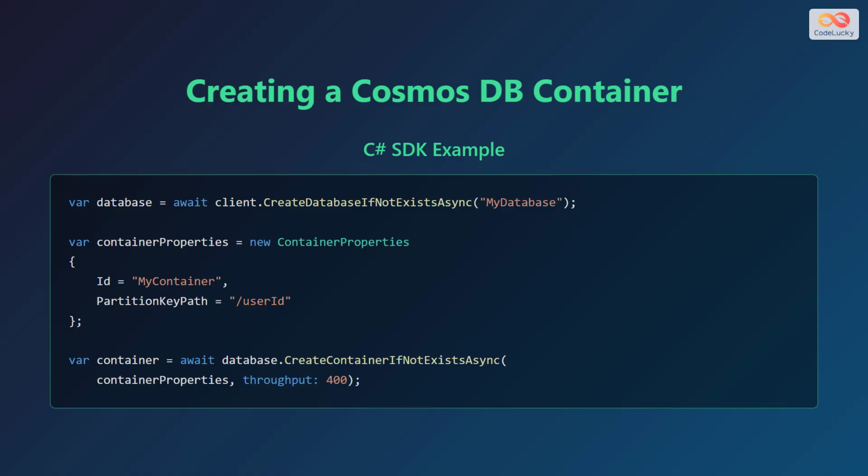Let's look at how to create a Cosmos DB container using the C# SDK. First, you create a database using the CreateDatabaseIfNotExistsAsync method. Then, you define container properties including the container ID and partition key path. In this example, we're using /userId as the partition key. Finally, you create the container with the CreateContainerIfNotExistsAsync method, specifying a throughput of 400 request units per second. This code demonstrates the basic setup needed to start storing data in Cosmos DB.